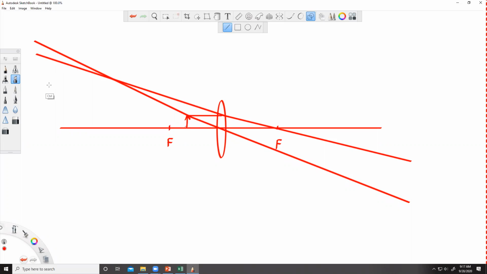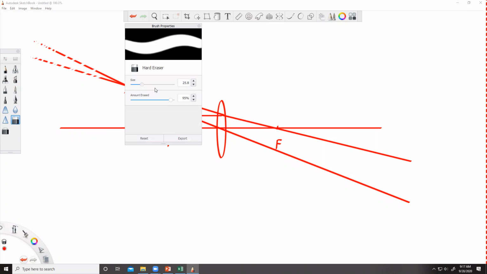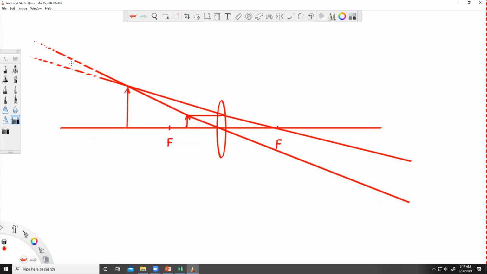More or less straight. You need to use a ruler to do that. Sometimes it's hard to do that on computer. And then this would be your image. Then you don't need to draw these lines. You can only draw up to that point, okay? And these ones you need to draw dashed lines, okay?